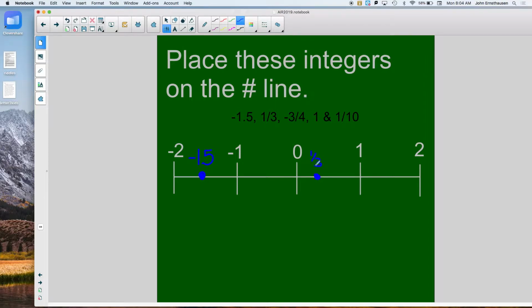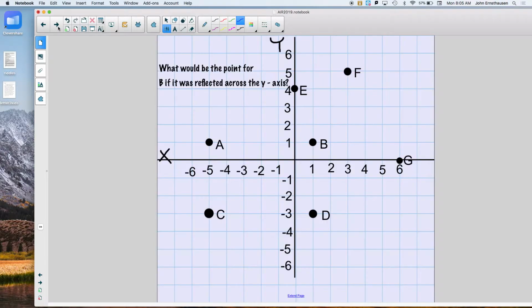Negative 3/4. You divide this into fourths. It would be about right here. 1 1/10, just past 1. Once again, it looked pretty good. Okay, pretty good. Who thinks they had all 4 pretty close? I thought most of you did. All right, moving on.